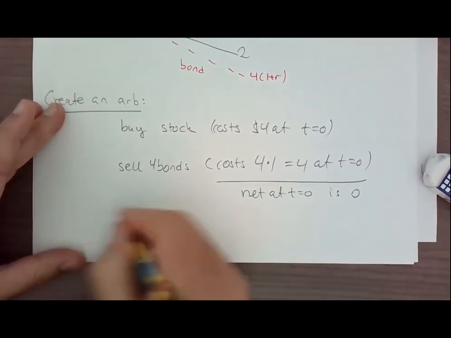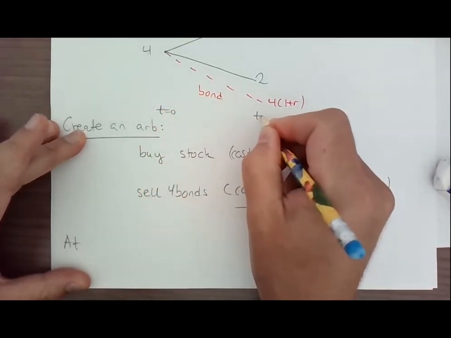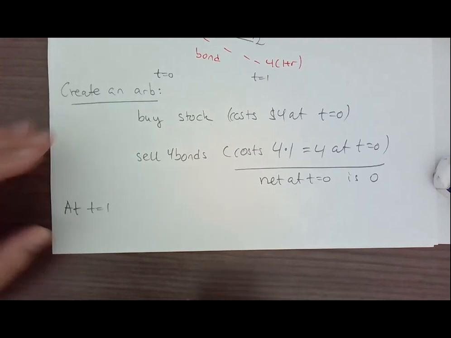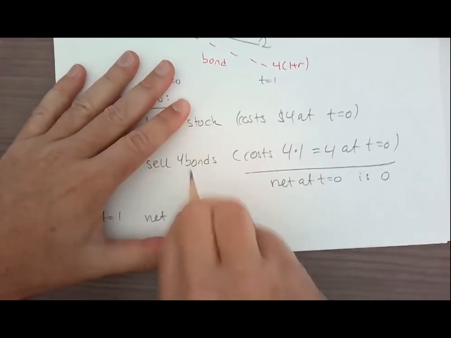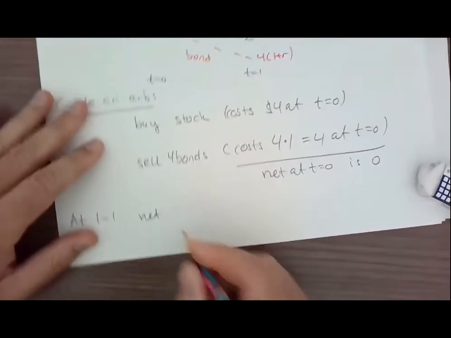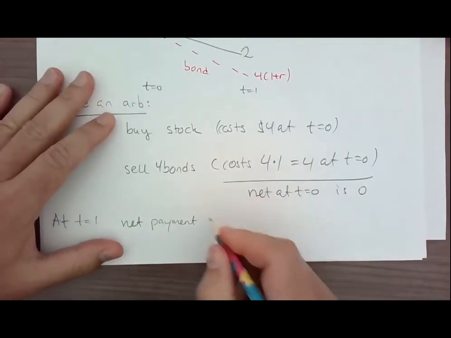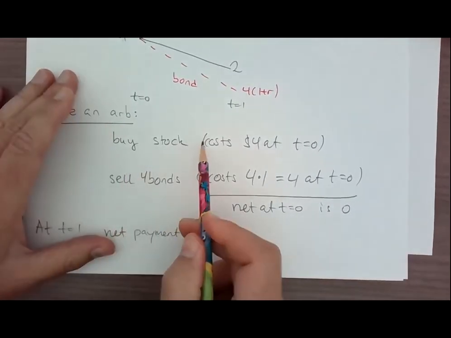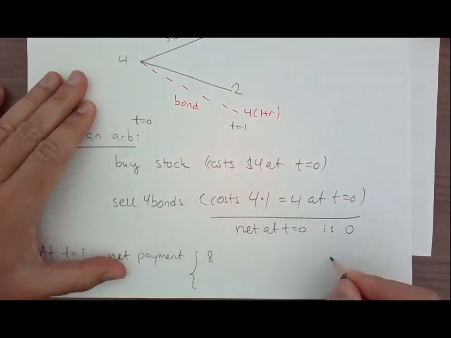And then what happens at the later time, right? So this here is at time 0, and this here is at time 1. So at time 1, a bunch of things can happen. The net payment, right? So you have the stock, you paid $4 out here, and you're going to get 8 if the coin flip is heads.